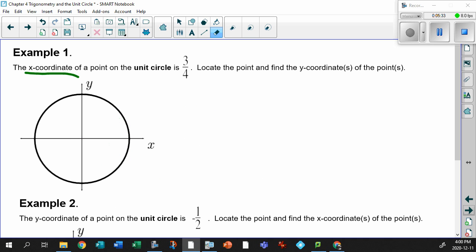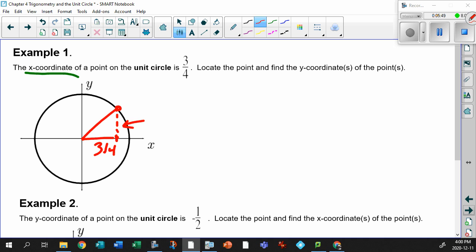Well, wait, before we start jumping to conclusions, let's go back and do this one more time and let's find that value for y. Well, 3/4 is out to about, let's say about here approximately. Let's find this point first. There it is. There's your 3/4. Let's find this y coordinate.